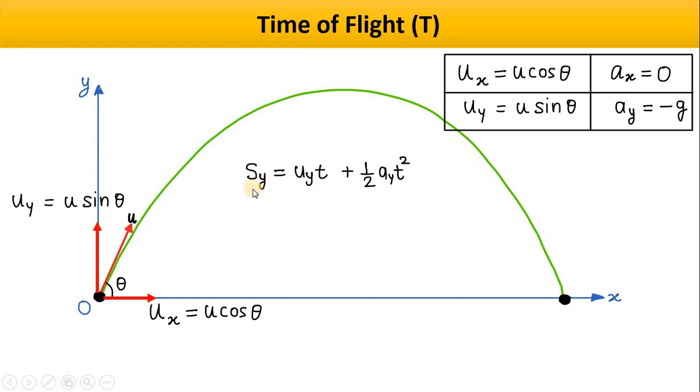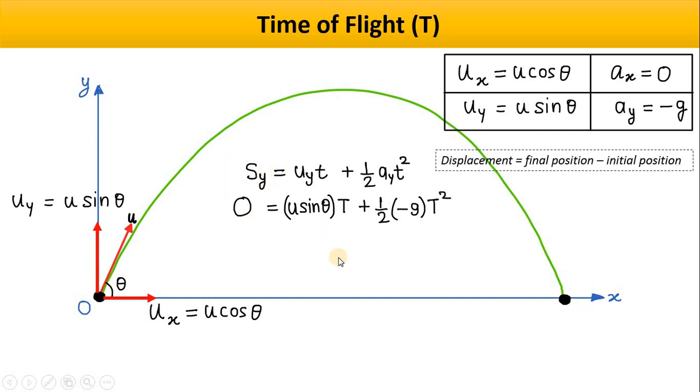Here, this looks like the third equation of motion, s is equal to ut plus half at square, but you can see that this is the y component of displacement, y component of initial velocity and y component of the acceleration. Now, what is the y component of displacement as the particle starts from this point and lands on the ground? Let us see. So students, actually the displacement along y direction is 0. You might be surprised to know why it is so. The particle has gone from here to here. Why is the displacement along the y direction 0?